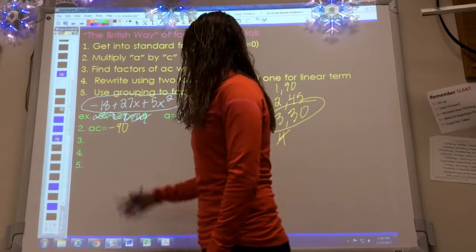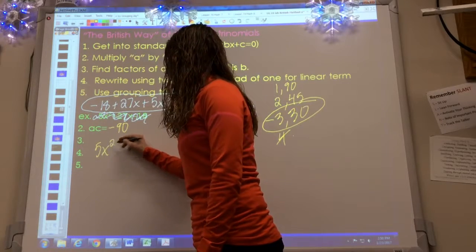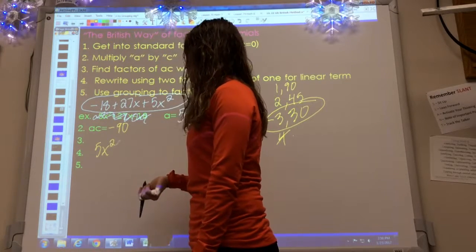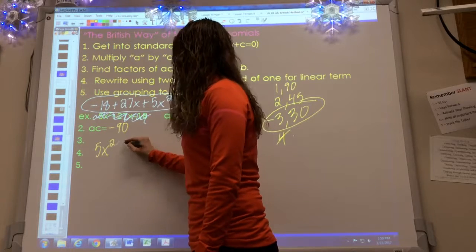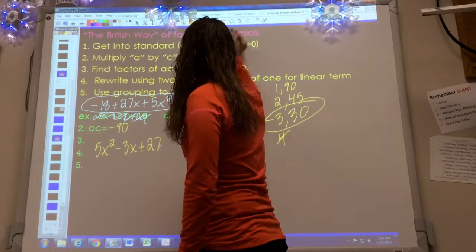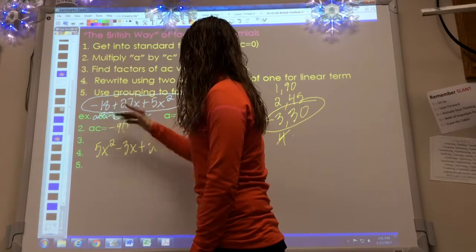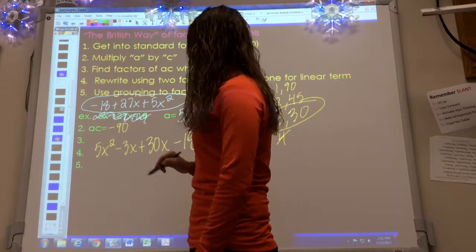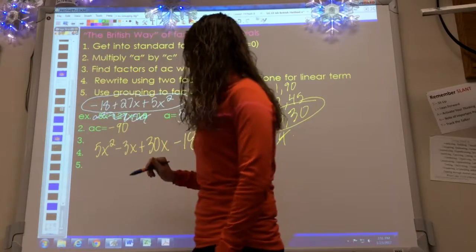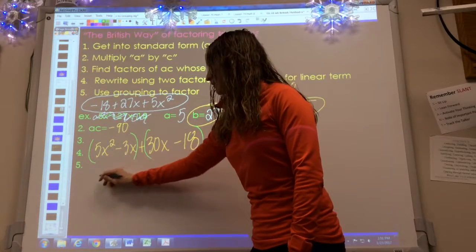Wonderful. And then when we would rewrite it, we could go to 5x squared. Do we want the minus or the plus first? Minus. Minus 3x plus 27 is wrong. Plus 30x minus 18. What is the next thing we need to do? Parentheses. And what can we take out of this one?